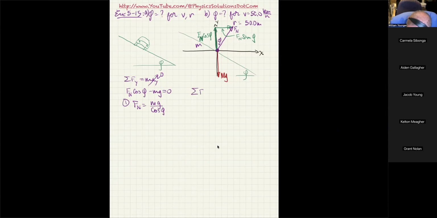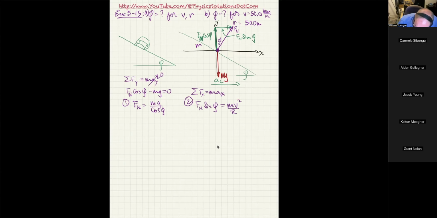Now the summation of forces in the x direction equals mass times acceleration in the x direction. I've got to remember that the acceleration is a sub c, and it's going in the positive direction. In this case, the normal force component in the x direction is supplying the force that makes me turn in the circle, instead of friction. So Fn sine phi is the positive force, and that's equal to mv squared over r. That's equation 2.